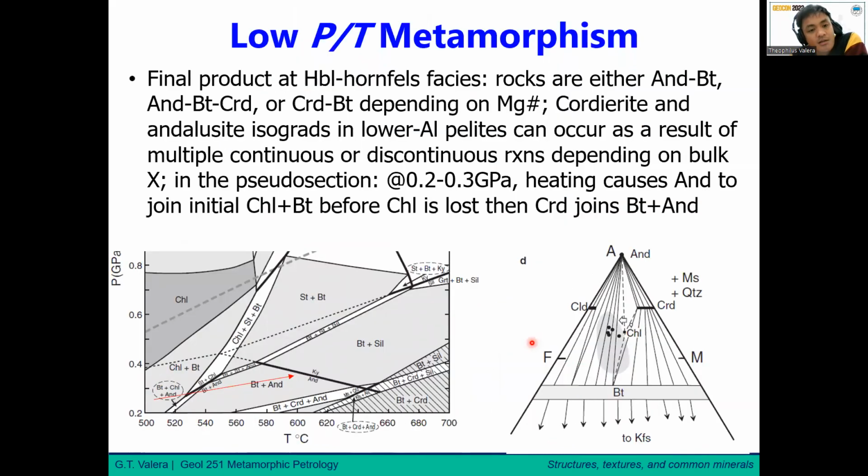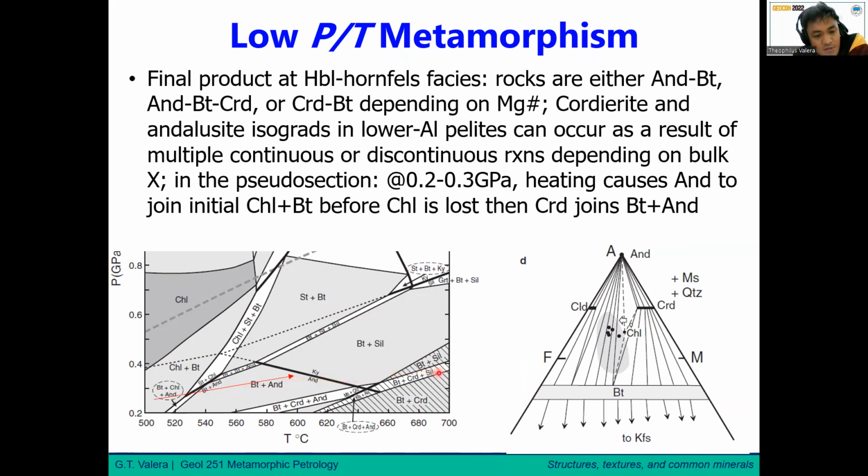So, the final product at hornblende hornfels facies, rocks are either andalusite biotite, or andalusite biotite cordierite, or cordierite biotite, depending on their magnesium number. Cordierite and andalusite isograds in lower aluminum pelites can occur as a result of multiple continuous or discontinuous reactions depending on bulk composition. In the subsection, around 0.2 to 0.3 GPa, heating causes andalusite to join the chlorite biotite before chlorite is lost, and then cordierite joins biotite and andalusite.